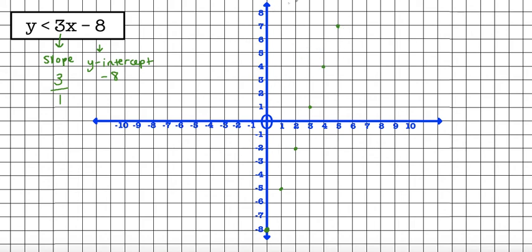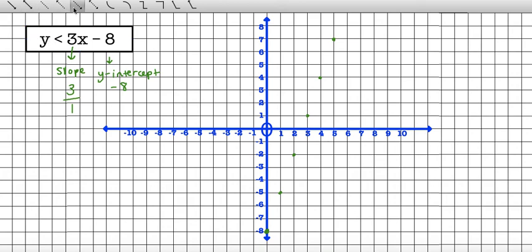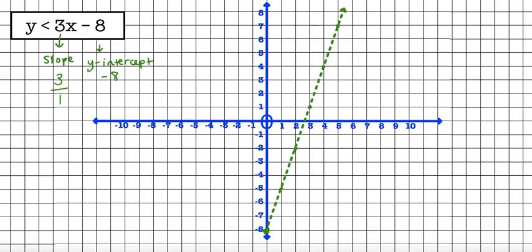So I have more than enough points here. Now I'm going to use a dashed line because we have y is less than. After we do that, we need to see which side we're going to shade, so if we're going to shade to the left of the line or to the right of the line. In order to do that, we're going to pick a coordinate on each side and see which one creates a true statement.